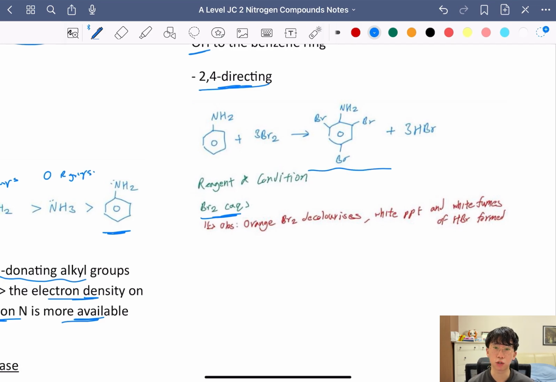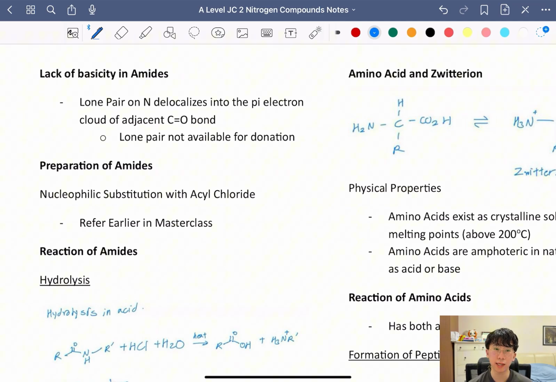Again, it's multi-substituted because the NH2 is an activating group. The observation is you'll obviously see your orange Br2 decolorized, but you also see a white ppt that's formed, which is the product, and you have white fumes of HBr that's formed.